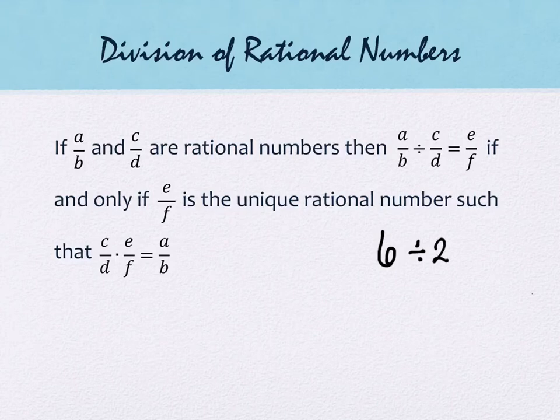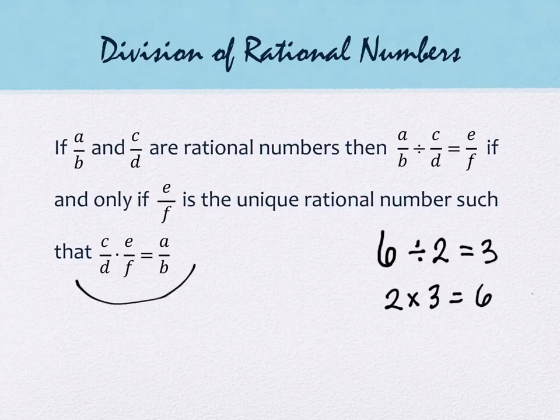So let's talk about 6 divided by 2. What's 6 divided by 2? 3. Why? Well, the real reason why is because 2 times 3 equals 6. And that's what this is saying down here. The reason it really works, the reason it has that answer, is because if you multiply it by the other side, the two values are going to be the same. Okay?